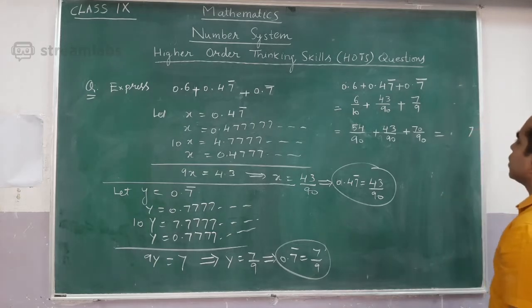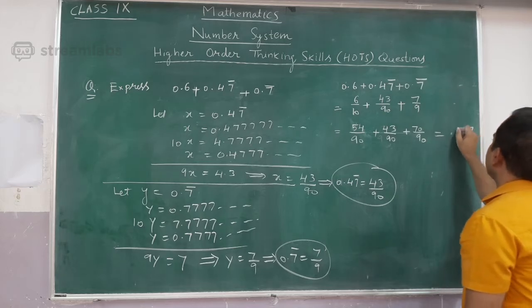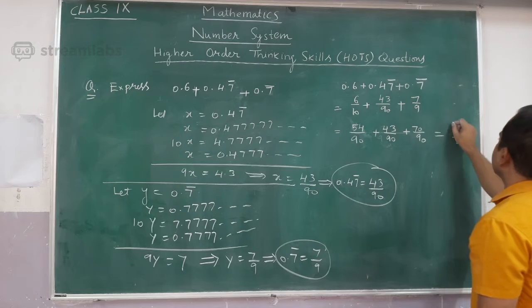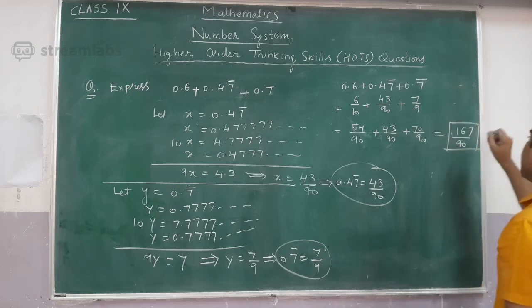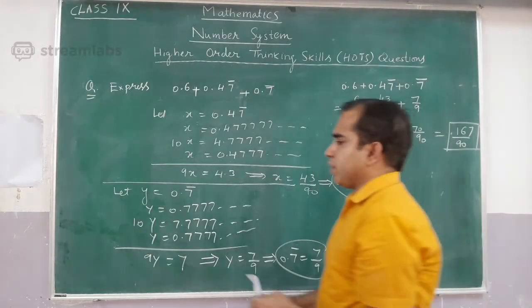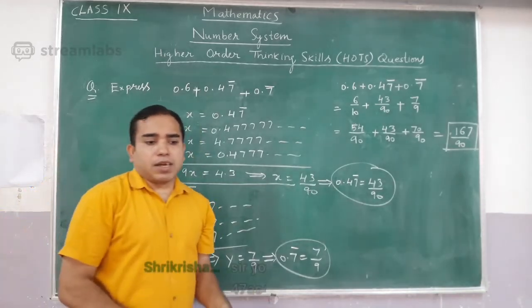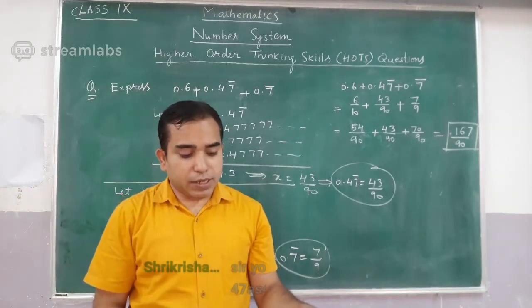54 plus 43 plus 70 is 167. So the answer is 167 upon 90. We will try simplifying it by some common factor, if it is possible. Otherwise, leave it as it is, declaring it as our answer. Thank you, students. That's all.